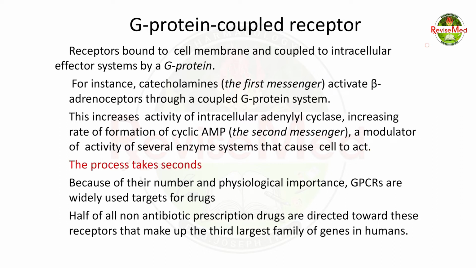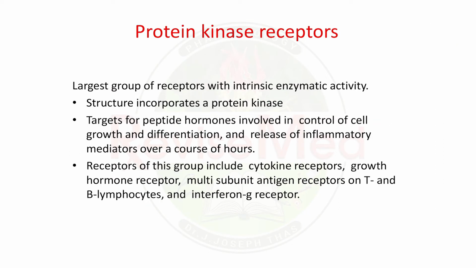This process takes seconds. Because of their number and physiological importance, G protein coupled receptors are widely used targets for drugs. Half of all non-antibiotic prescription drugs are directed towards these receptors that make up the third largest family of genes in humans. Protein kinase receptors, largest group of receptors with intrinsic enzymatic activity. It is called protein kinase receptors because the structure incorporates a protein kinase.